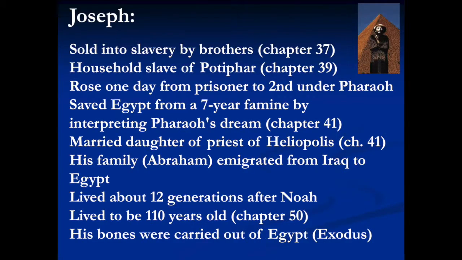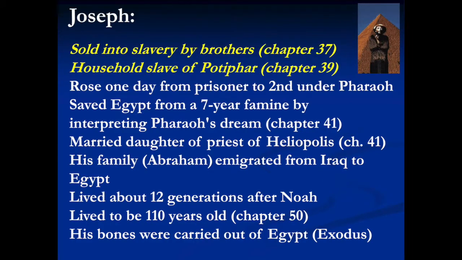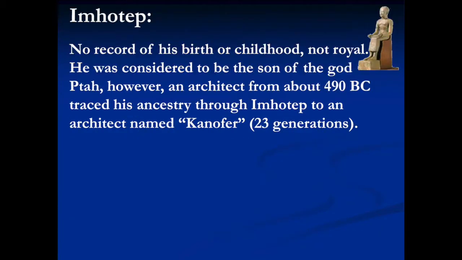Okay, next slide. Joseph, so a bunch of stuff about Joseph. You can find those in the Bible. He saves Egypt from a 7-year famine. Let's go on to the next slide. Take these one at a time. He's sold into slavery by his brothers, household slave of Potiphar. Let's check Imhotep out. Next slide.